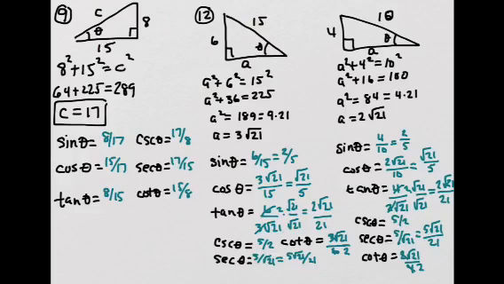The smaller triangle, notice all the ratios are the same after you reduce them. And that's one of the questions. Why? Explain why the function values are the same. Because the ratios are the same.